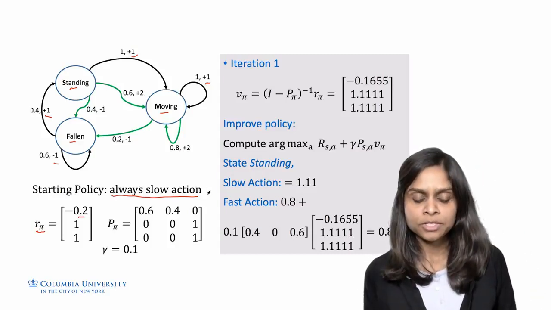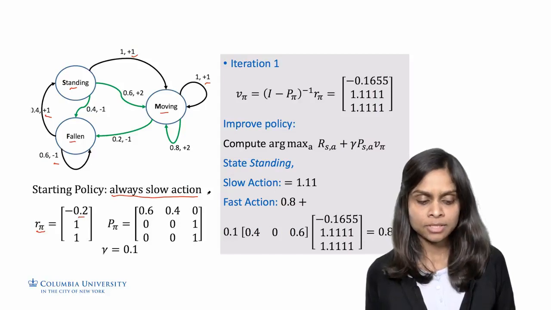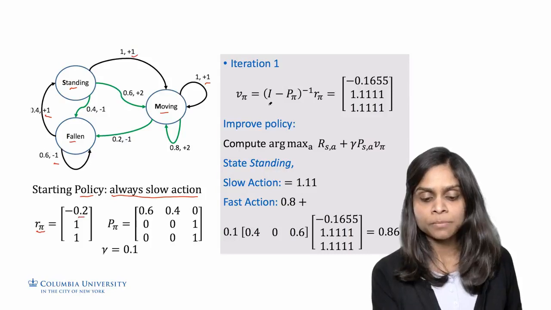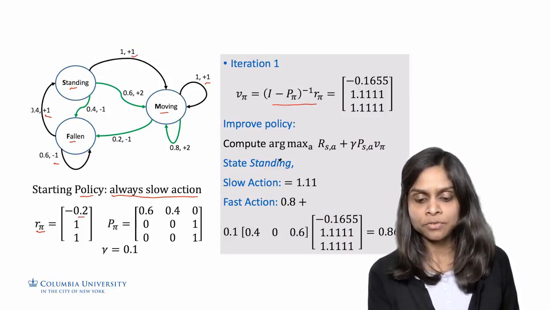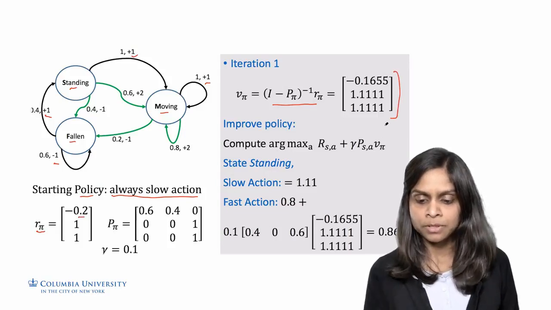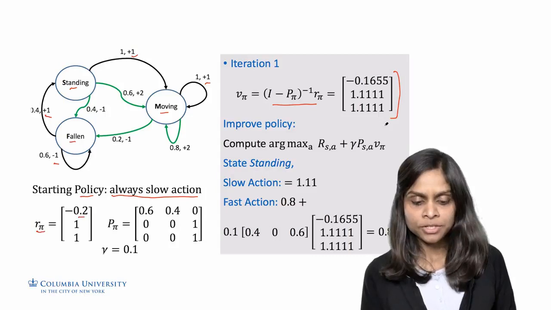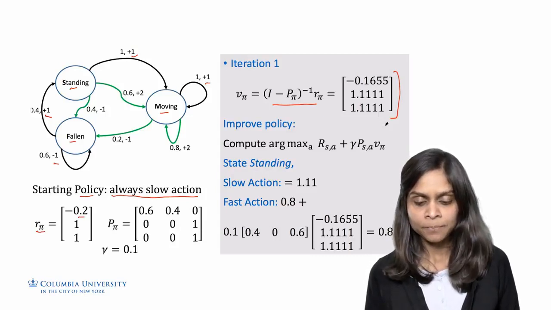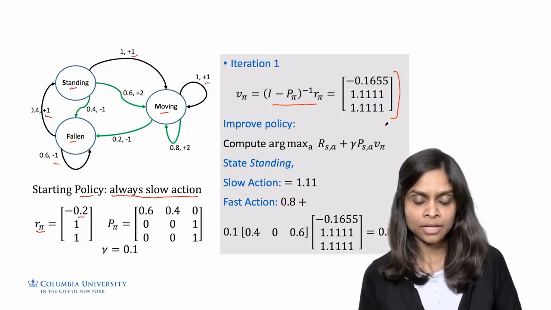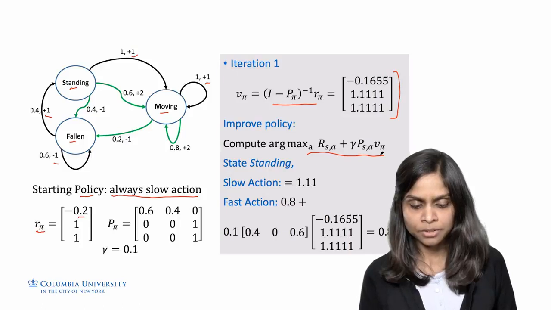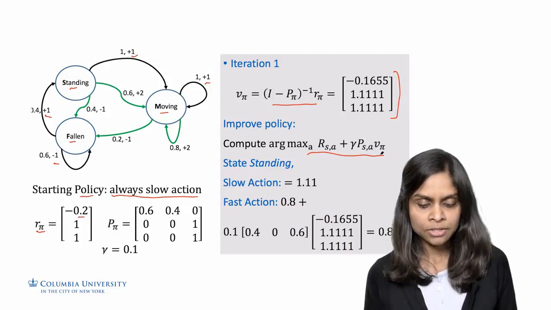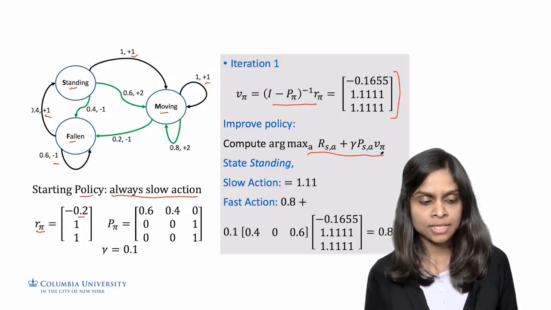So in iteration 1, we will start with the starting policy of always choosing the slow action. Now the first step of the policy iteration method is to evaluate the current policy, the starting policy in this case. To evaluate the policy, it computes the value vector using the inverse matrix formula, and I have just written that for you here. It comes out to be this vector here. Then the policy iteration method will try to improve this policy, meaning that it will try to choose some other action for every state if another action seems better according to this expression. Now for the fallen state, there is only one action available, the slow action.